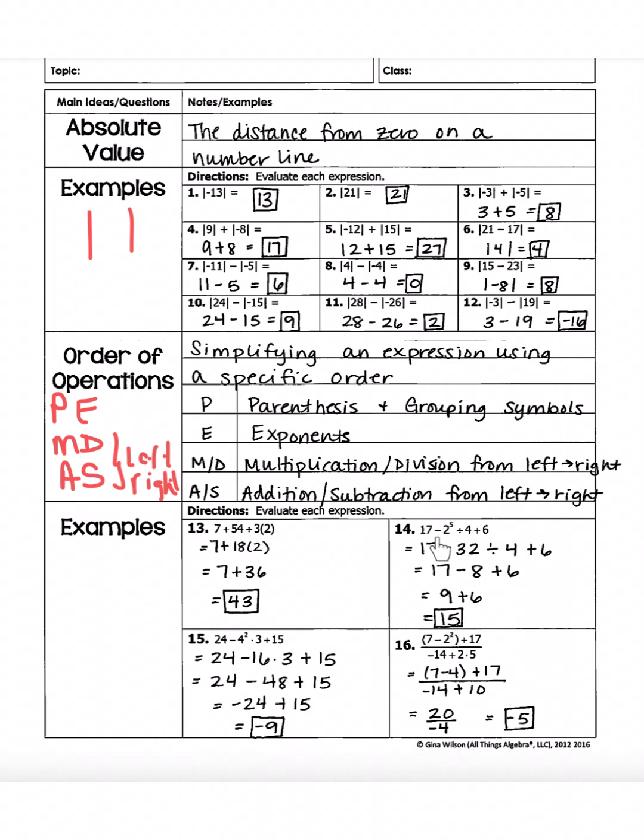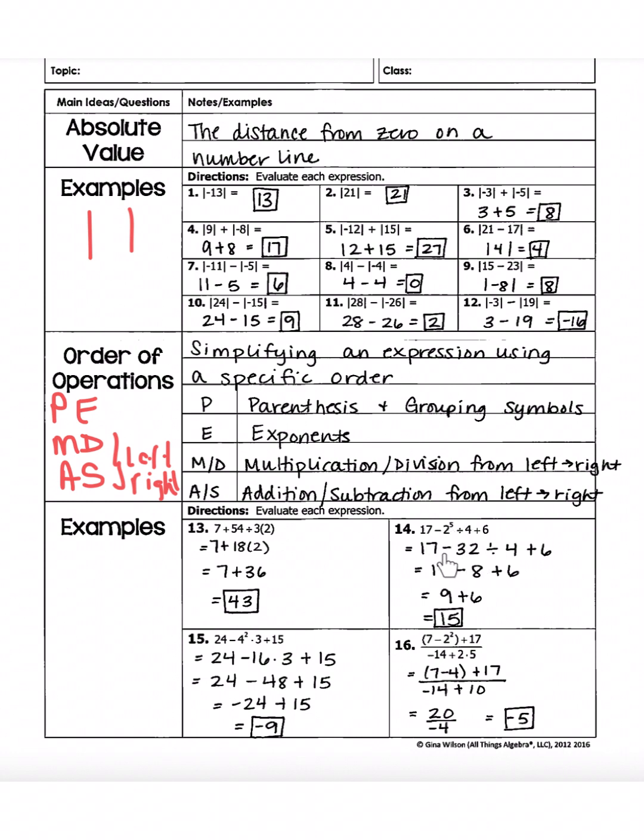Number 14. Okay, I see subtraction, I see an exponent, division, and addition. So I know I'm going to have to do my exponent first. 2 to the 5th power means 2 times itself 5 times. 2 times 2 times 2 times 2 times 2, which is 32. Then I write down all the other numbers that I didn't use. So the only one I used was the 2 to the 5th power, which was 32.